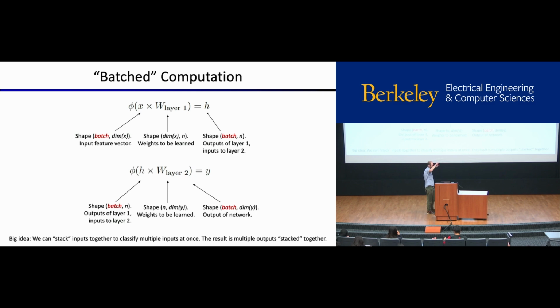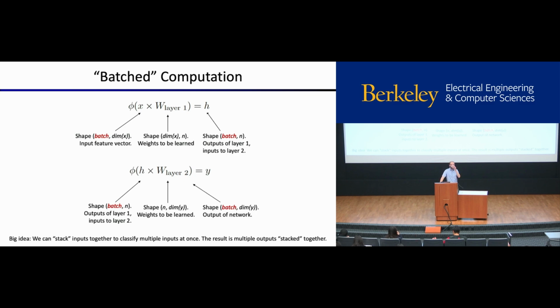Basically, whenever we have something that is the activations of a layer, now we have batch different copies of it. And so we stack these together. We can classify multiple inputs at once. If we're running these computations on a GPU, it goes a lot faster.